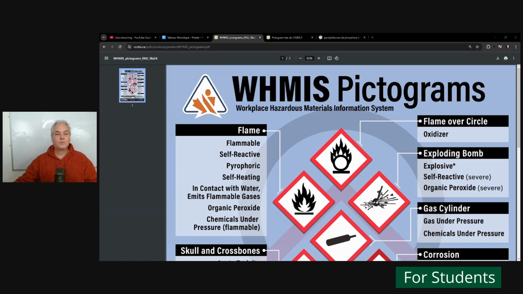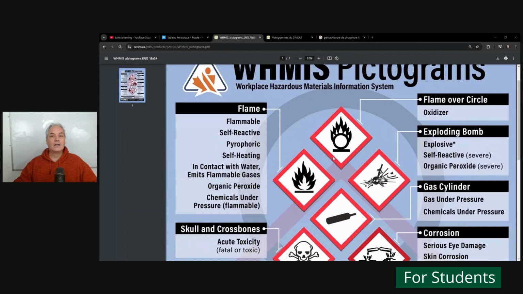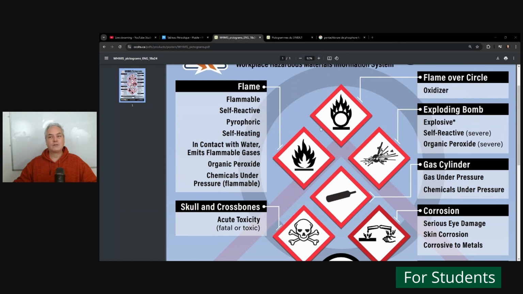So the first one, the one that we often see, is about flames. So anything with a spark and a bit of oxygen will burn. So this is this symbol right here. The one with an O, it's an oxidizer. That means that materials in contact with oxygen will burn and oxidize, and therefore it can be dangerous.